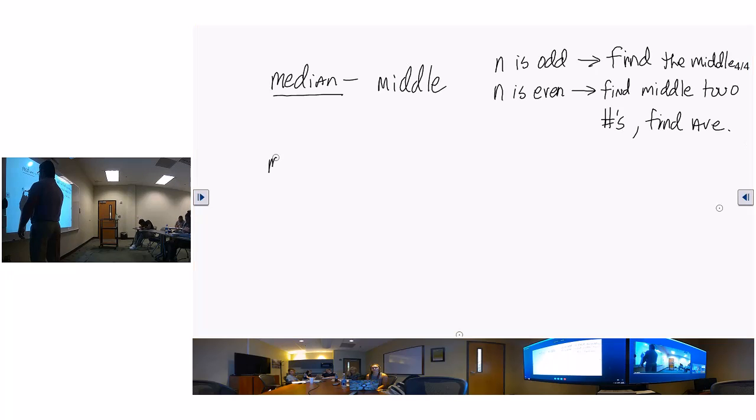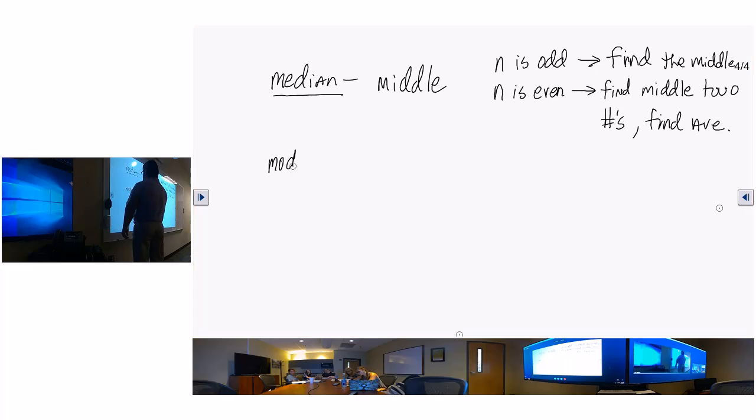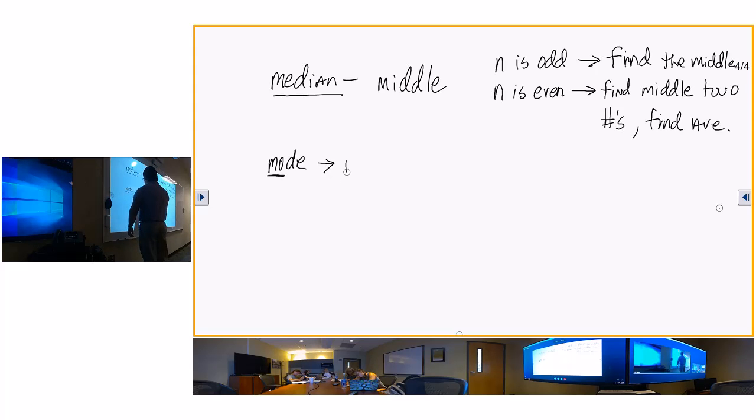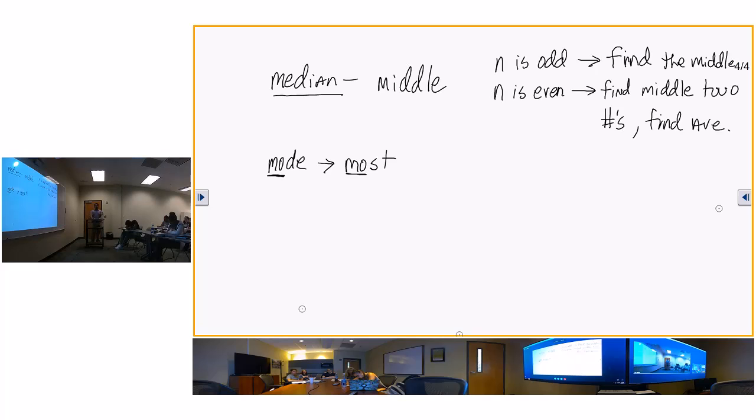Mode. Remember, mode, the first two letters is what? M-O. What's the first two letters in most? It's the number that shows up the most. Can you have more than one mode? Yes. You can have more than one mode. Do not put zero for the mode.